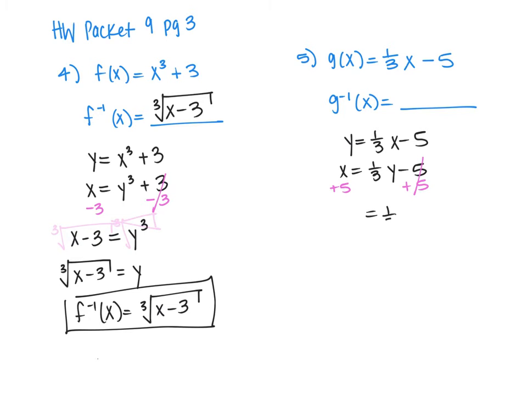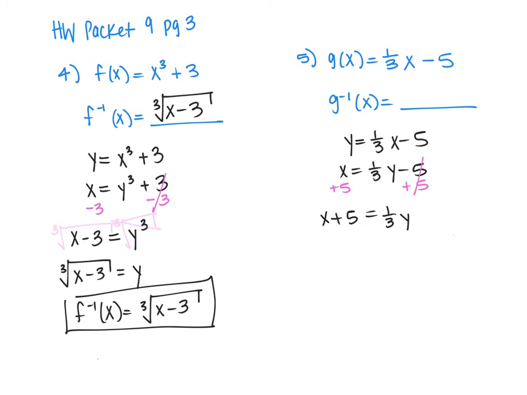And then I have 1/3 y on this side, and then I have x plus 5 on this side. So from here, I need to get rid of this 1/3. There are many ways you can do it. You can try to divide off 1/3 from both sides, or you can do this old trick here.